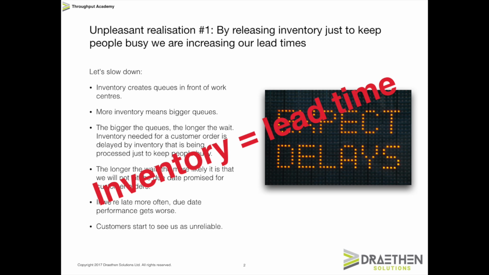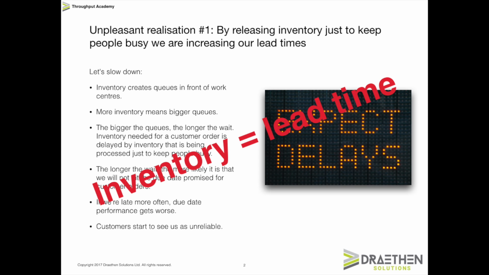The bigger the queues in front of the work centres, the longer the time it takes an order to get through the plant. The longer the time it takes to get through the plant, the longer your lead time is. The longer your manufacturing lead time is, the more likely you are to have poor due date performance. Let's understand exactly why that is.